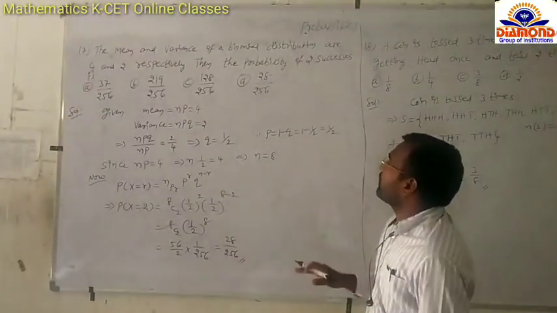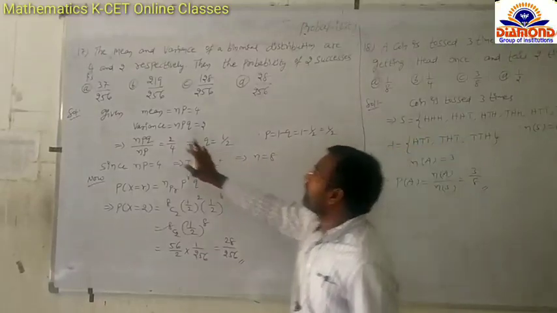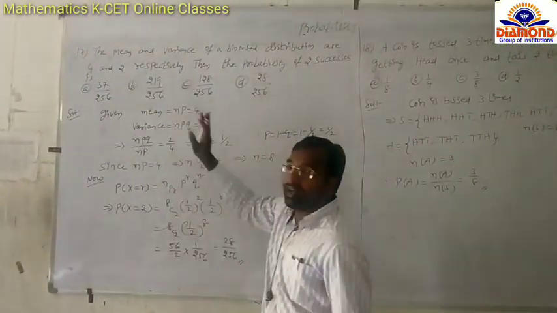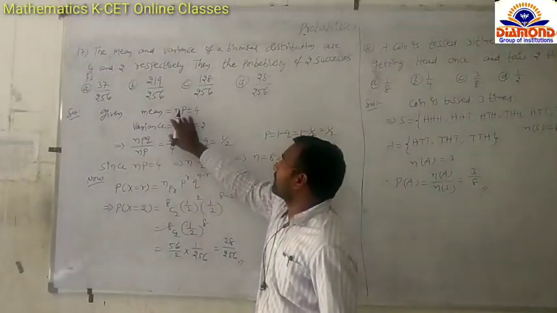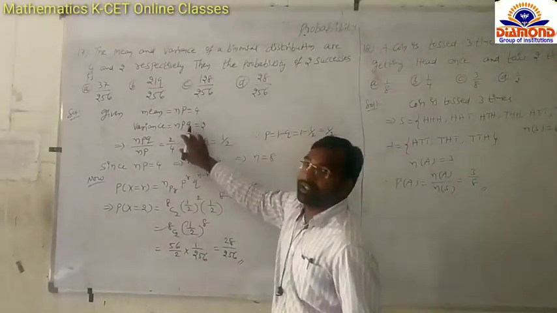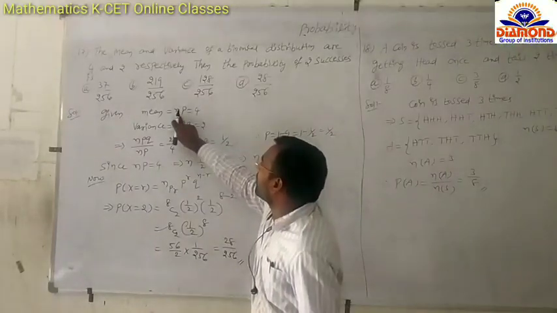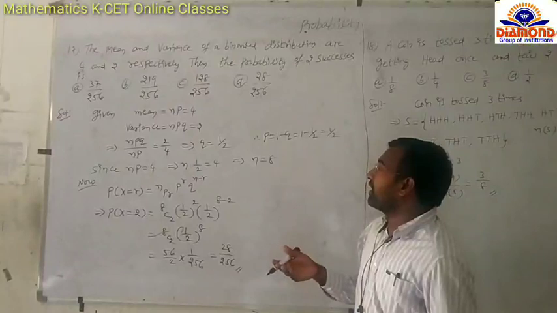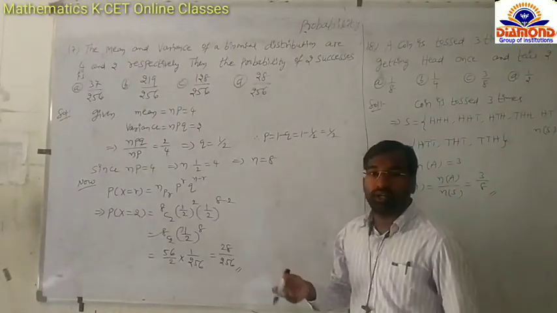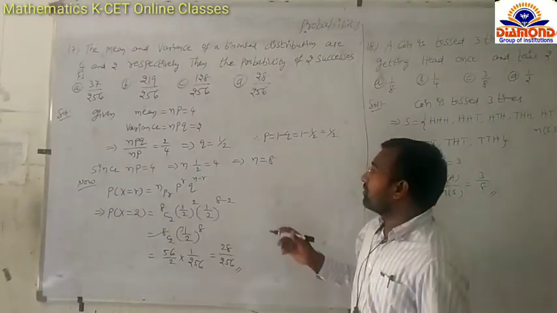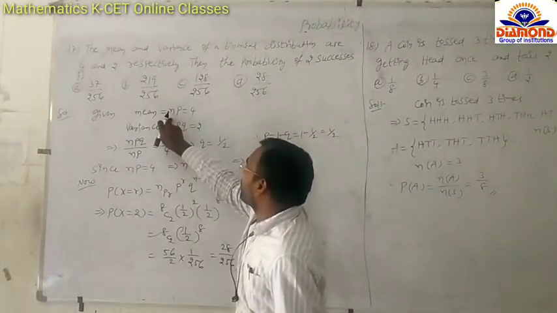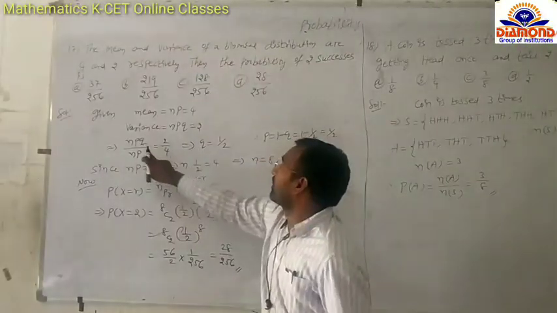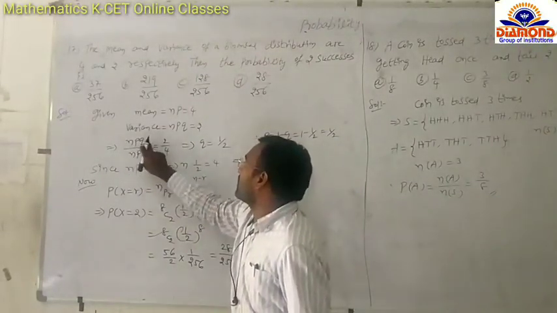Here, given in the binomial distribution, the mean value is 4 and the variance is 2. In the binomial distribution, mean equal to NP, variance equal to NPQ. Here the given values are NP equal to 4, NPQ equal to 2. So first calculate the P value, Q value, after that the N value. So take NPQ by NP; NP cancels, and you get Q.